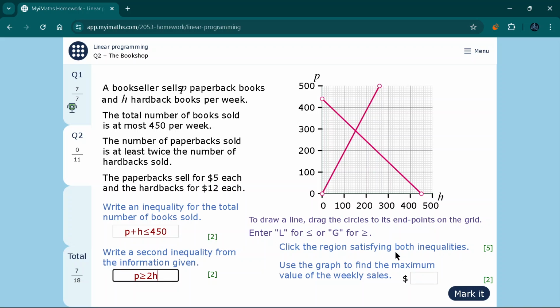Click the region satisfying both inequalities. So this time is not like in Cambridge exams where you have to click the unwanted region. You need to click the region you want. So we want to have 450 or less, so that is below the line. And the number of paperbacks has to be more than, so it's above this line. So that would be this region.